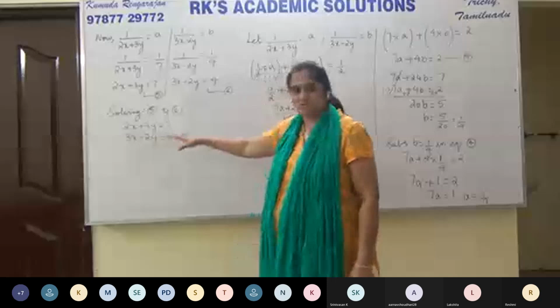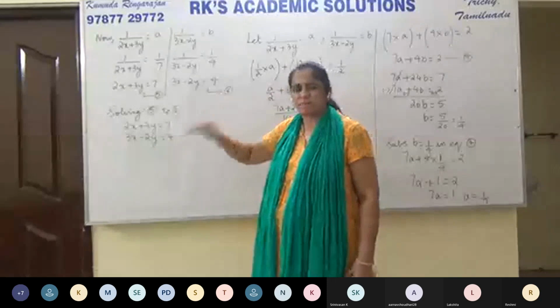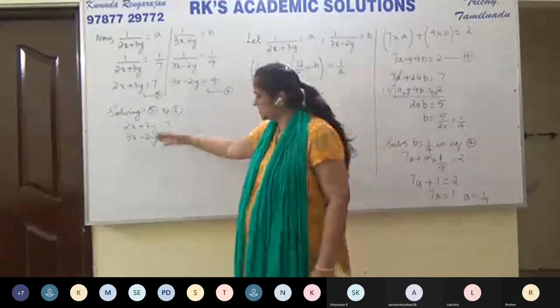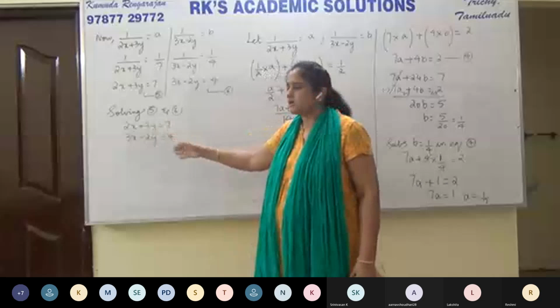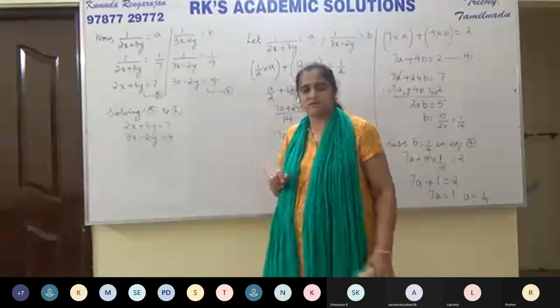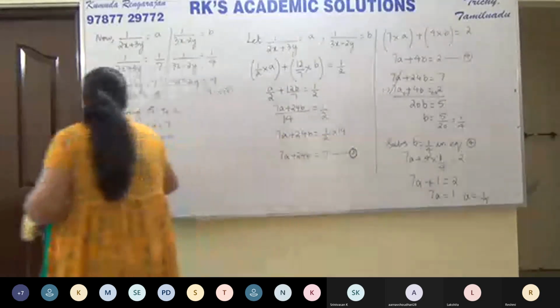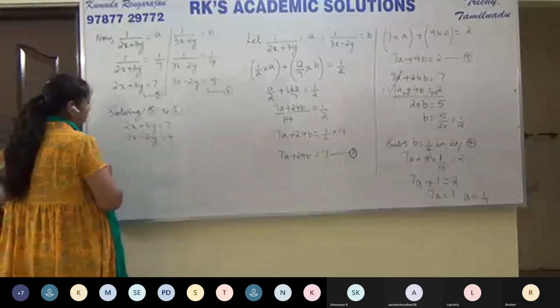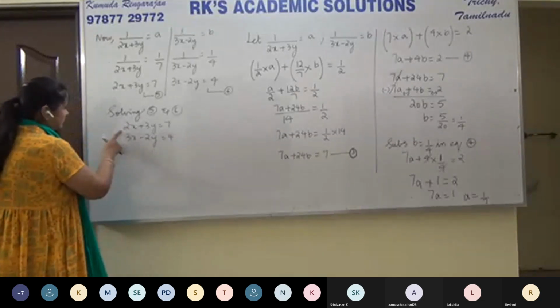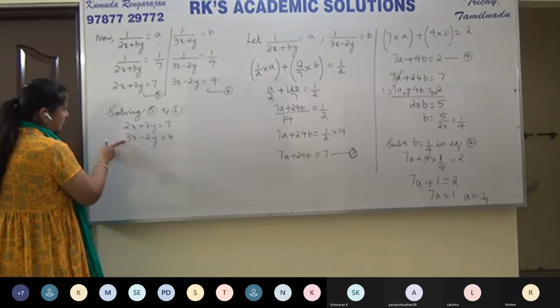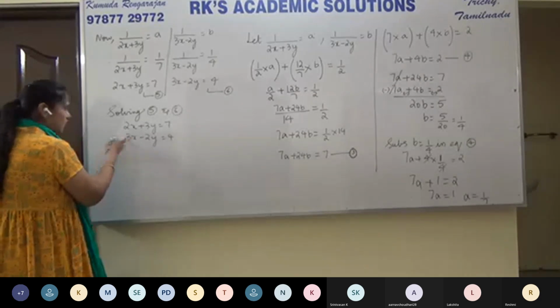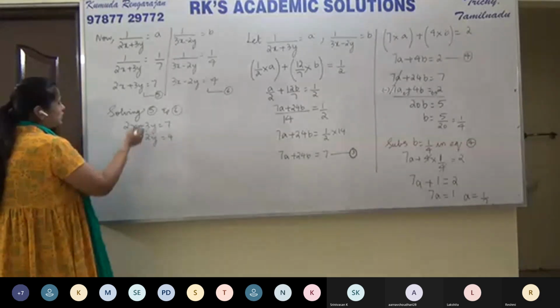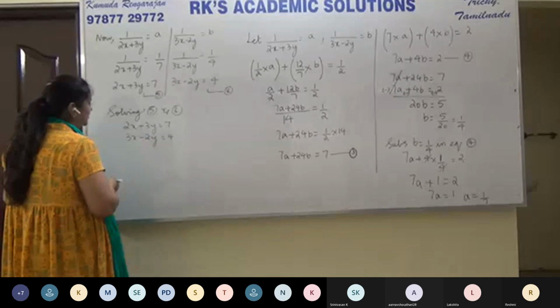In simple situations like this, it's not compulsory that you use a special method. The coefficients are so small, 2 and 3. You can use even the elimination method here. So I'm going to solve by the elimination method. I'm going to multiply the first equation by 3 and the second one by 2, depending on whose coefficients you want to equate.